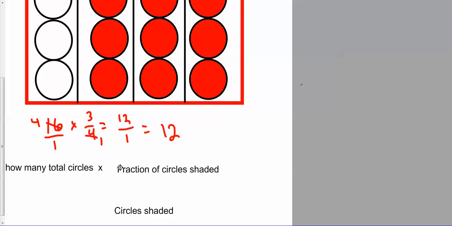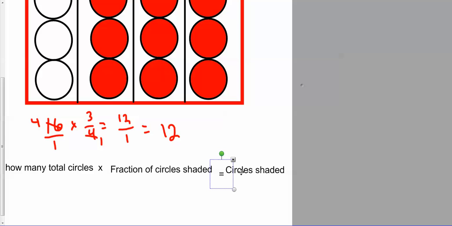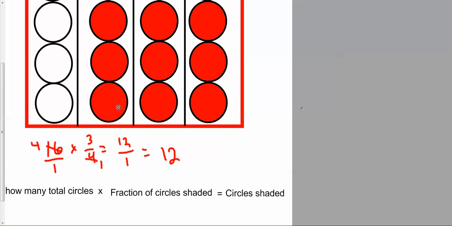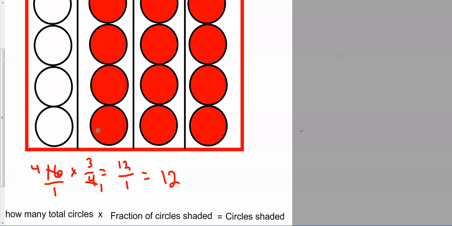So use this to assist you in answering the you try. So how many total circles times the fraction of circles shaded equals the circles shaded. So you notice we count them up, we get 1, 2, 3, 4, 5, 6, 7, 8, 9, 10, 11, 12. So go ahead and give the video a pause and you try it and see what you get.